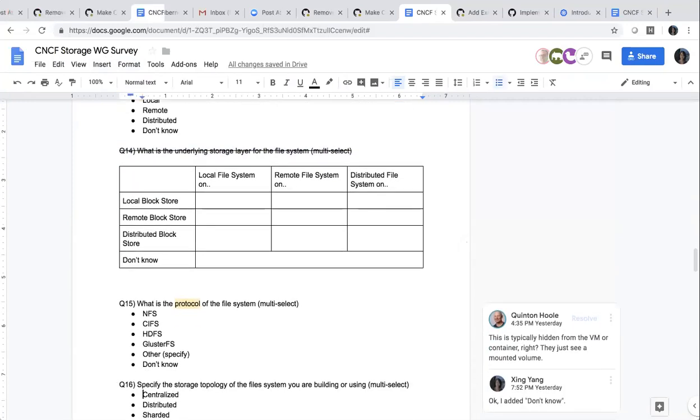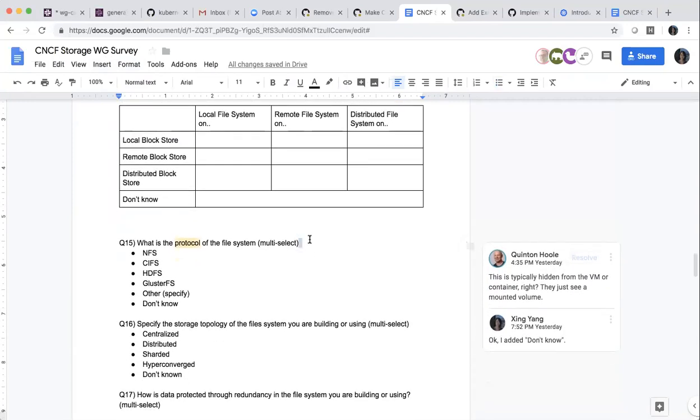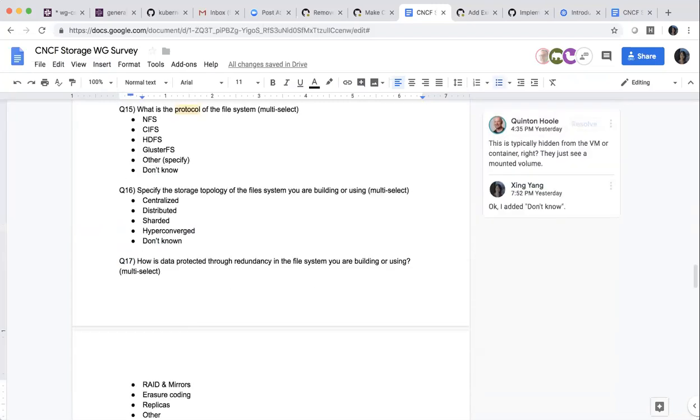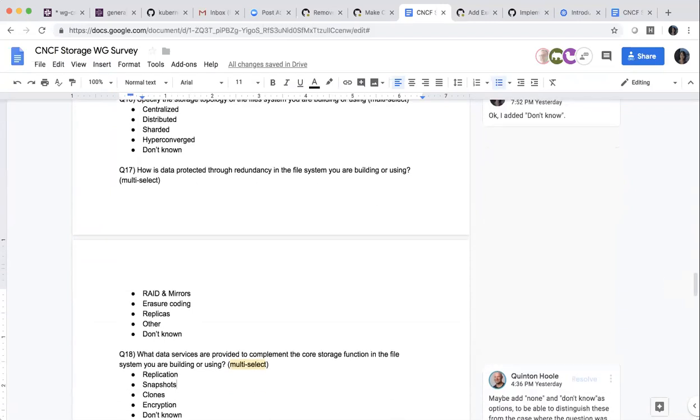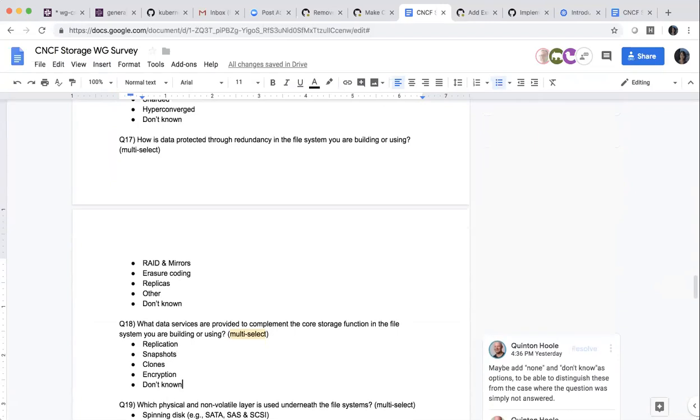Okay, the protocols. I don't know if it's worthwhile asking this. Quentin says maybe all of this is hidden, so I added don't know here. Sure. And then storage topology, all those are the same as before. Data protection: similar to block, I think question 16 is probably not so important, but questions 17 and 18 are probably useful.